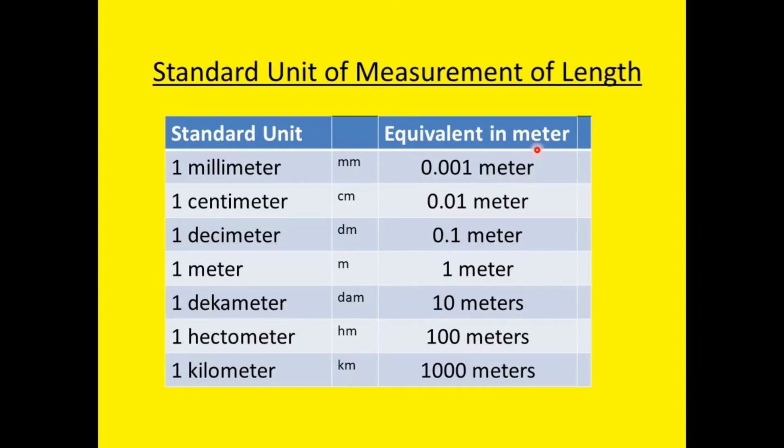Then the metric standard units and their equivalents in meters. 1 millimeter, or mm, is 0.001 meter. 1 centimeter, or cm, is 0.01 meter. 1 decimeter, or dm, is 0.1 meter. 1 meter, or m, is equivalent to 1 meter. 1 decameter, or dam, is equivalent to 10 meters. 1 hectometer, or hm, is equivalent to 100 meters. 1 kilometer, or km, is equivalent to 1000 meters.